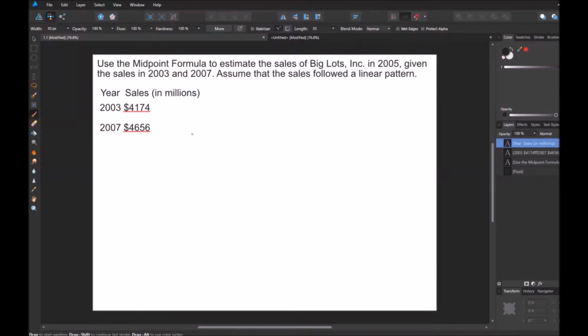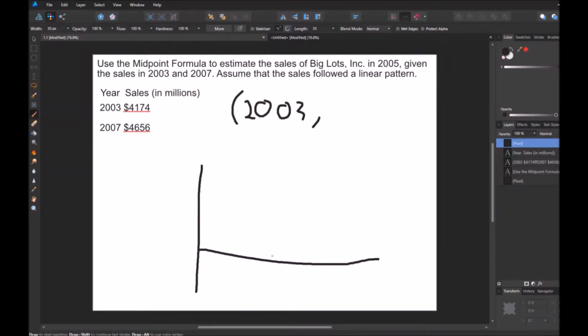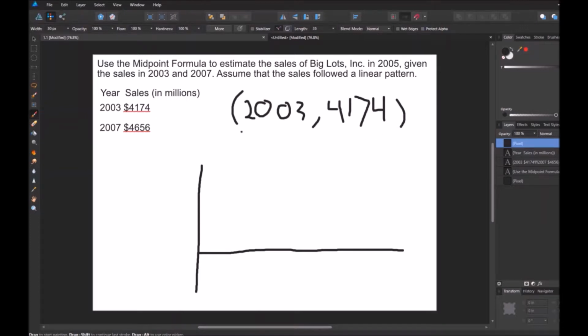So either way, the specifics of that don't really matter. What we need to know is that we can take this and put this into ordered pair form. So in 2003, we can write that as our x value, because I'll explain why in a second. If you were to graph a company's sales on a Cartesian plane, your years are always going to be on the x-axis, and the sales will always be on the y-axis. So, in the x-axis we have 2003, and in the y-axis we have 4,174. And for the next point we have 2007 and 4,656.